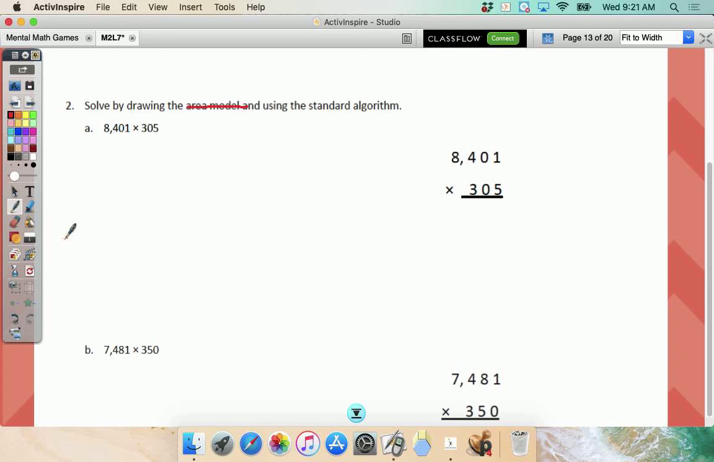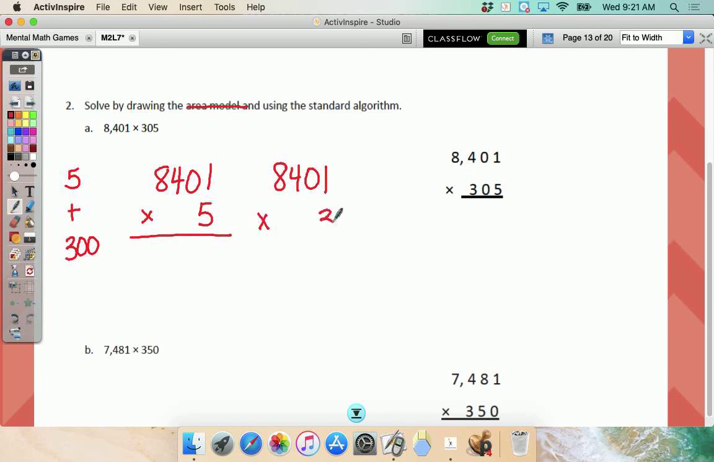So how would I break 305 apart? 300 plus 5. Let's go ahead and write that down. So I'm going to do 8,401 times 5. And 8,401 times 300. Catherine, didn't you say yesterday when we have a 0 on the top, we just write the answer? Yeah, I want to review it real quick because you're going to run into these, okay? All right. So, Catherine's thinking that this 0 up here makes it a little easier. You guys agree? Yeah.